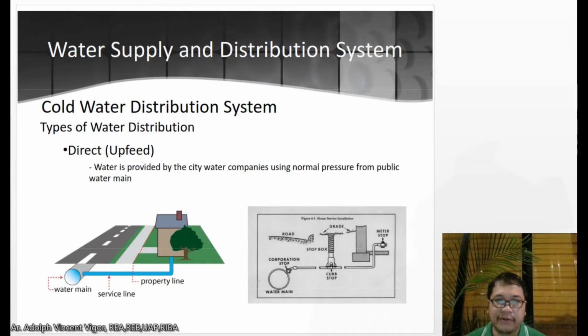Okay, this is an example of the direct or upfeed. Water is provided by the city water companies using normal pressure from the water main. This is the water main from the water district. This service line is your property line, then it goes inside your house. This is an example also. You have here the water main. This is the corporation stop. This is a stop box. Then it goes to the building.